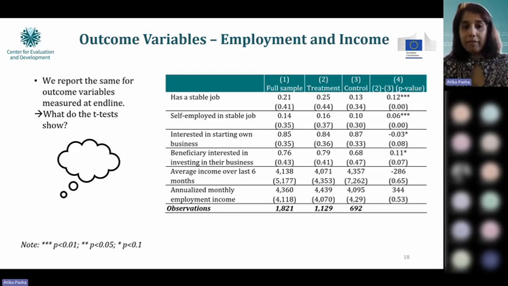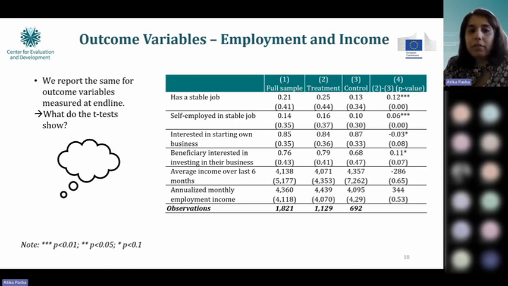There is no impact, however, on income. You see no stars here. You see a very large p-value here, so 0.65 or 0.53 as the p-value. And therefore, we are not able to say with any confidence that there is a difference between our treated and control groups. Again, all just through the result of a t-test.